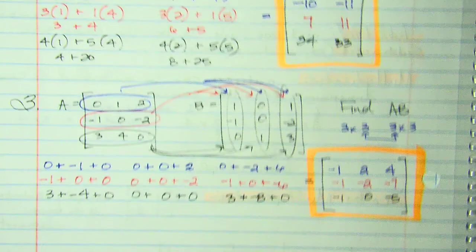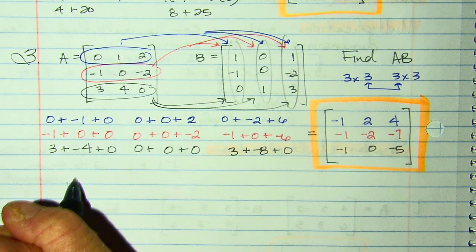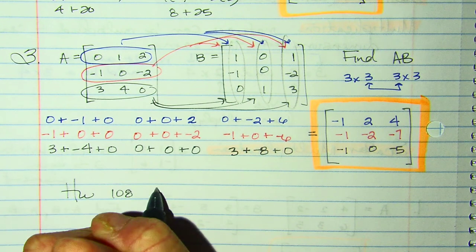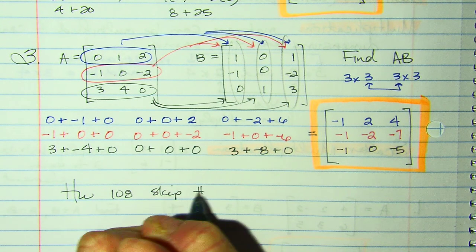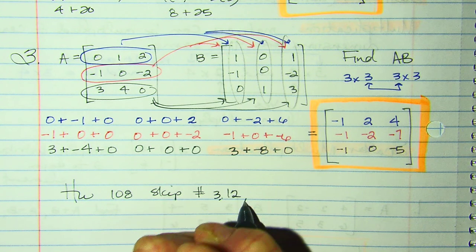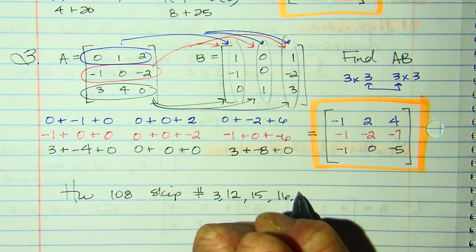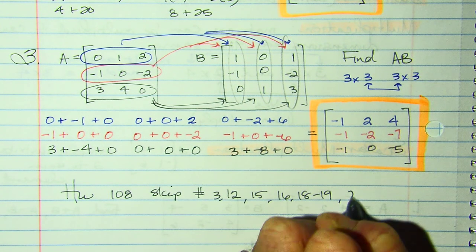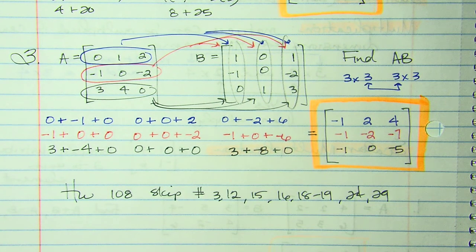And that should cover everything you see in homework 108. We are going to skip numbers 3, 12, 15, 16, 18, 19, 24, and 29. Thank you.